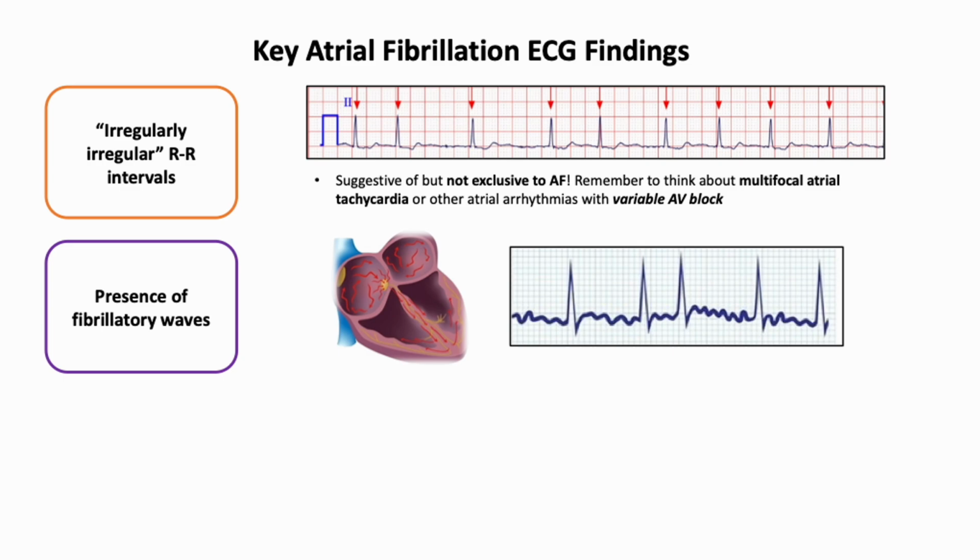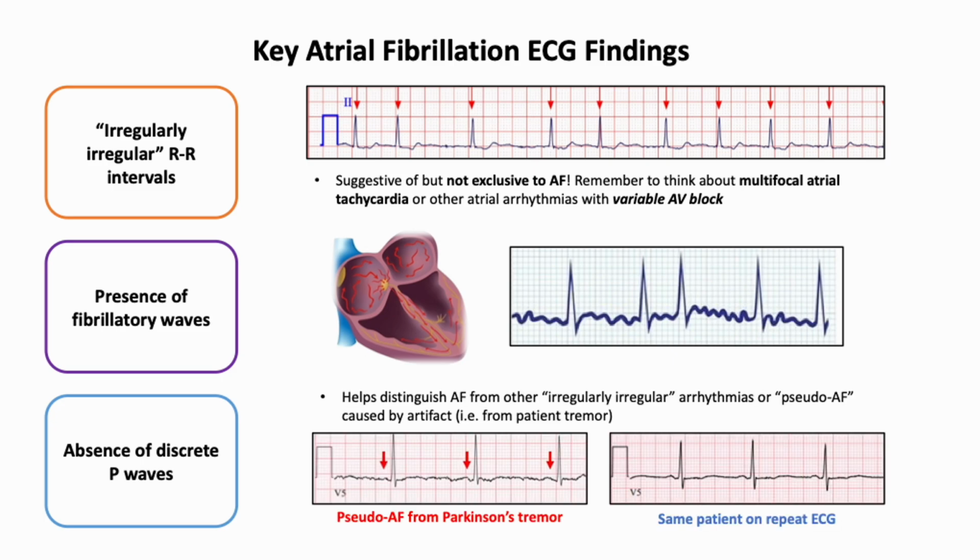Finally, we should confirm the absence of P waves or organized atrial activity for that matter, which helps further support AFib as our diagnosis while differentiating from other irregularly irregular rhythms as mentioned above, and helps us distinguish from pseudo-AFib, artifact, or tremor, which we'll talk about a little bit later when we practice as well.